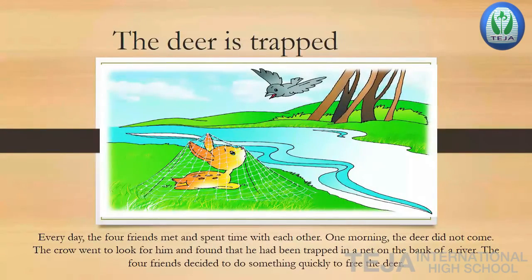The deer is trapped. Every day, the four friends met and spent time with each other. One morning, the deer did not come. The crow went to look for him and found that he had been trapped in a net on the bank of a river. The four friends decided to do something quickly to free the deer.